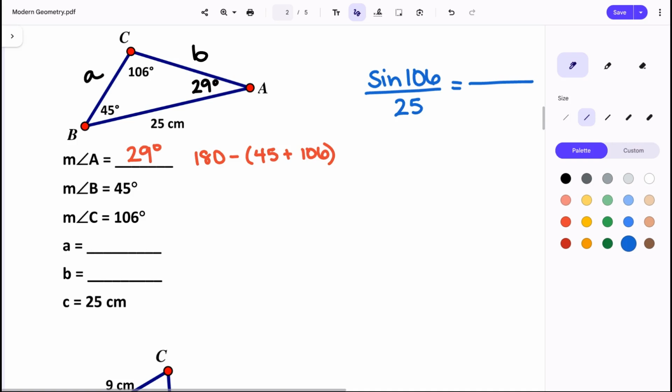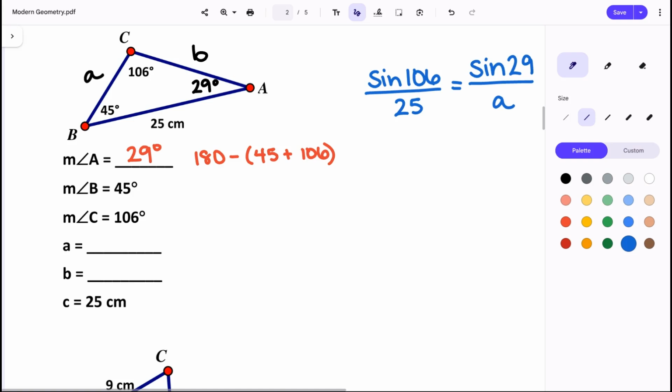Now, do you want to solve for little a or for little b first? A. So what's the angle that's across from A? 29. So we have to use the 29. You have to keep the little side with the angle that it's across from when you're using law of sines. I can't just use the 45 and then solve for a. They don't have a connection in the law of sines like the other ones do. So I would write sine of 29, and then a would go on the bottom like this.